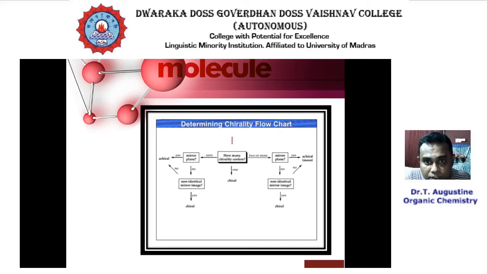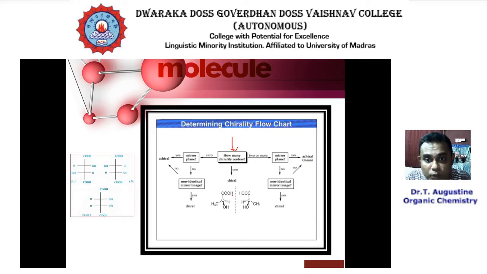The first question that we should ask for a molecule to be chiral or not is, how many chirality centers. If there is only one chiral center, then the molecule will be chiral. For example, lactic acid.